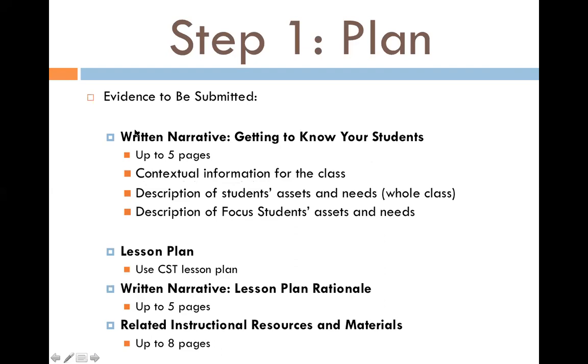Evidence to be submitted for this first step: a written narrative of getting to know your students. It can be up to 5 pages, doesn't have to be 5 pages, but it's going to be all the contextual information about your class. Again, describing their strengths and weaknesses as a whole class, not just an individual, and then describing in specific your 3 focus students. You're going to use a lesson plan. You can use the Cal State Teach lesson plan format that we have, if you're in the 2.0, you could use the LPA format, or if you're in 3.0, you could use the format in the iSupervision or a district provided one, right, Kelly?